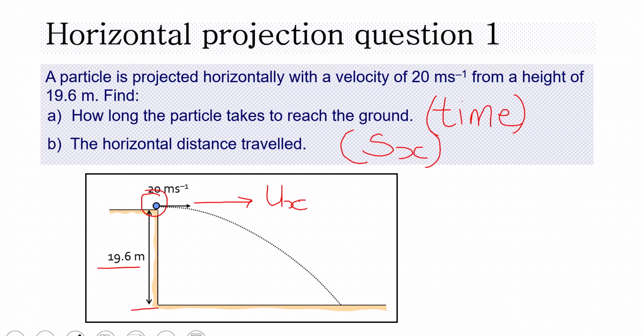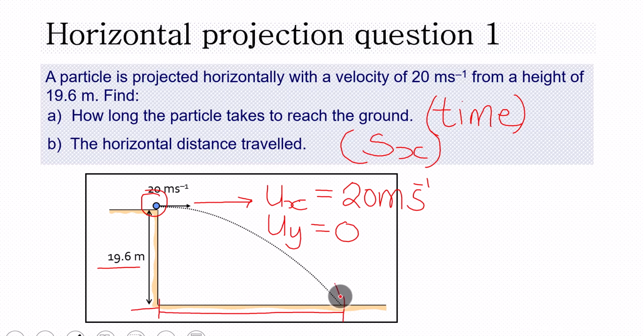And then we have said that for horizontal projection, the u in the y is always equal to 0. U in the y is always equal to 0, and our u in the x here is 20 meters per second. As I have told you, you will have to consider these motions both in x and y separately. So this particle will travel some distance in the y, which is this distance, and it will reach here with some velocity, which we can call v.